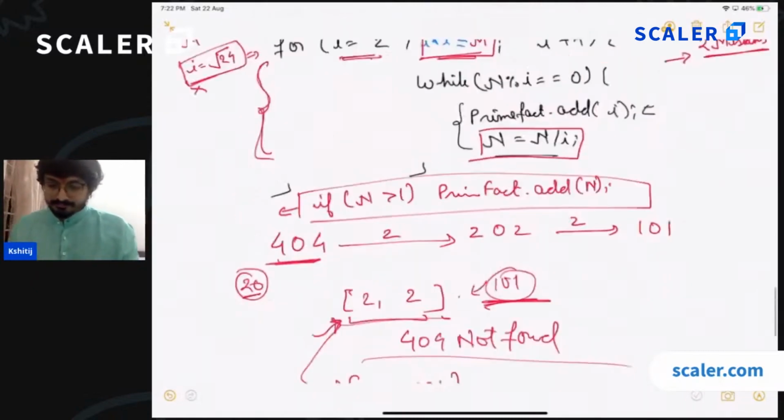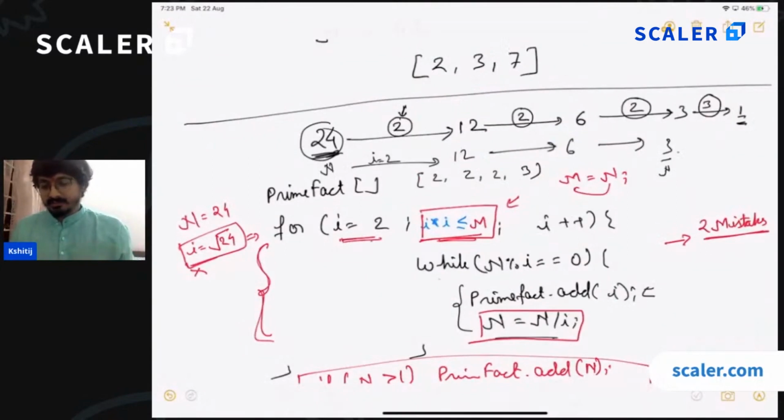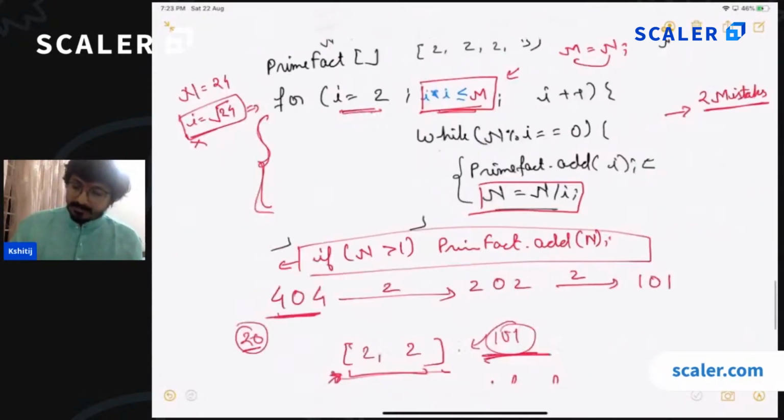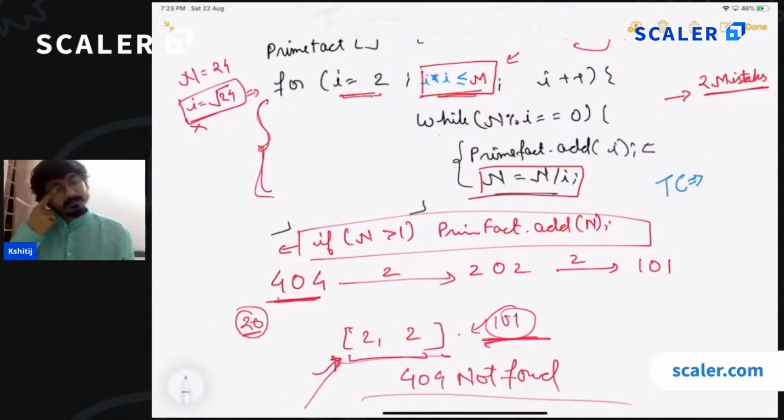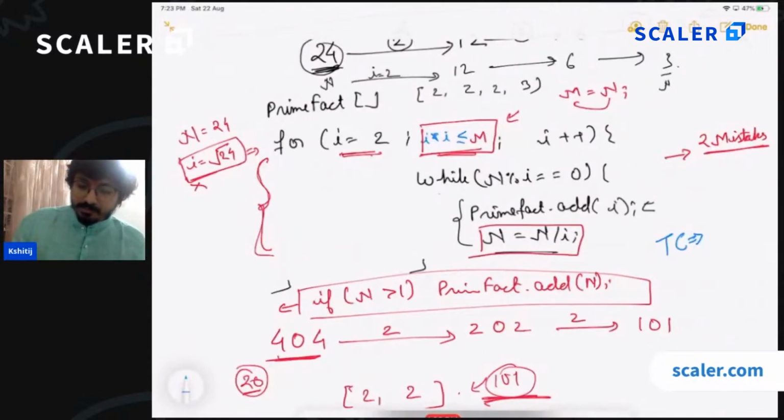Okay, cool. So this is about prime factorization. What is going to be the time complexity here? What is the time complexity of this code? So calculating the time complexity is pretty easy here, right? The first loop runs for how many times? The first loop runs for root n time.